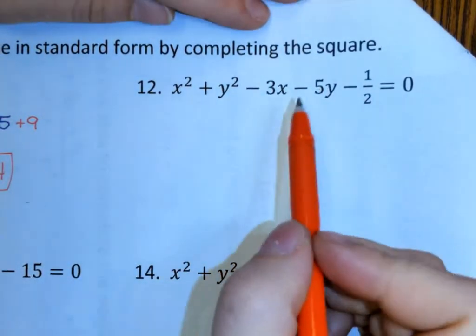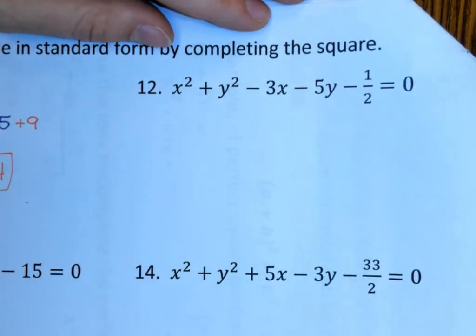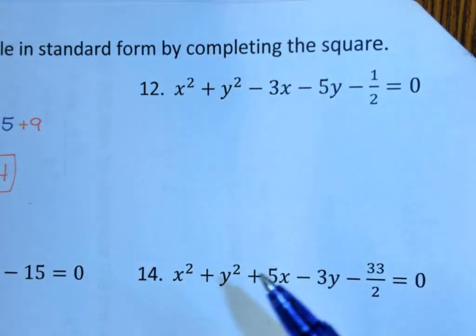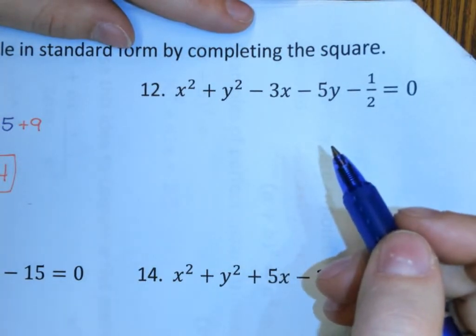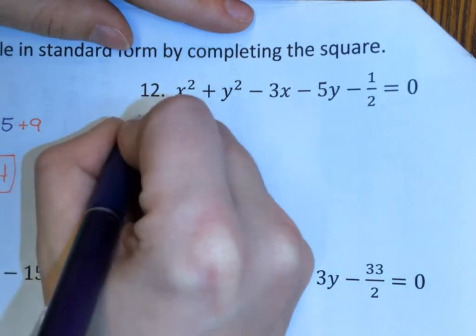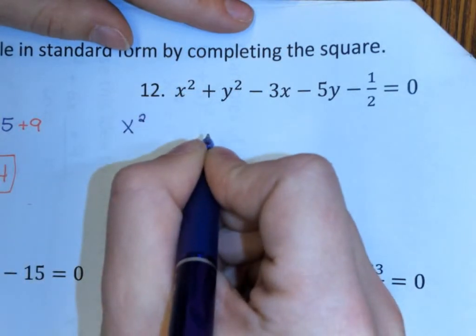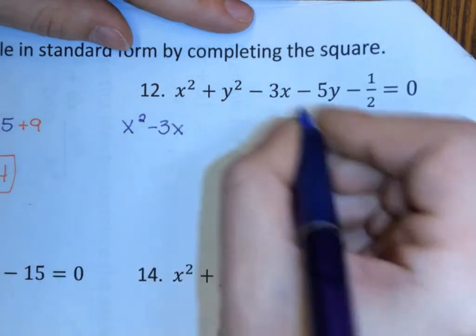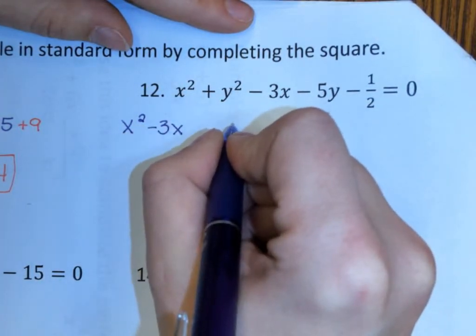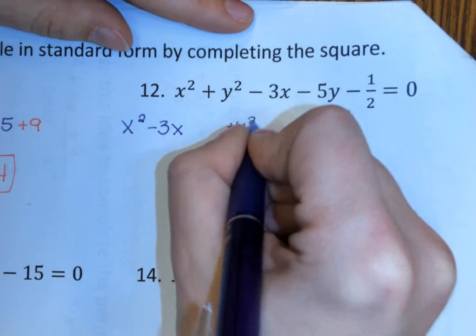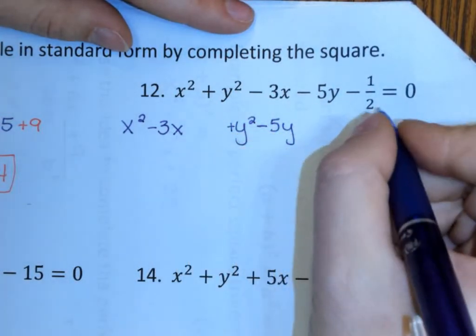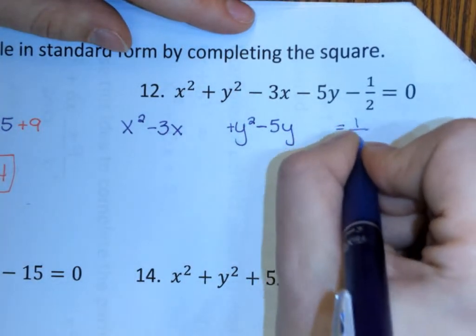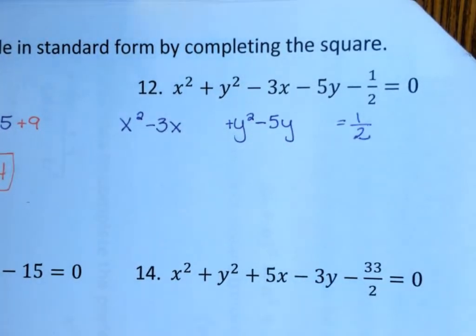Okay, so taking a look at what I've got here, I'm going to start by rearranging stuff just like I did before. What order am I going to write these in? X squared minus 3x. I'm going to leave a little space, and then plus y squared minus 5y. I'm going to leave a little space, equals 1/2. Don't let fractions scare you. No one has ever died by fraction.